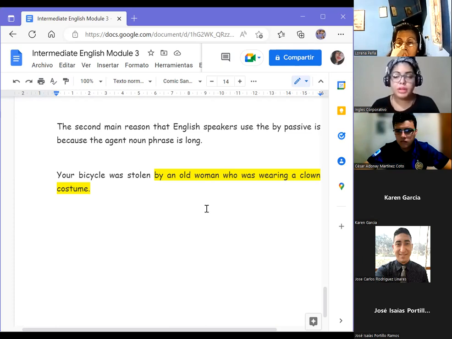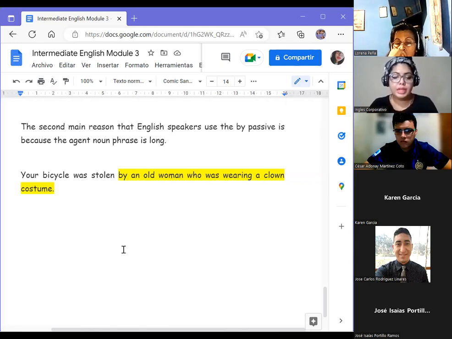So, we're going to see the difference between active and passive voice with examples. So, in this case, we're going to have a passive voice. And we have the first example. And in this case, I'm going to write active voice.